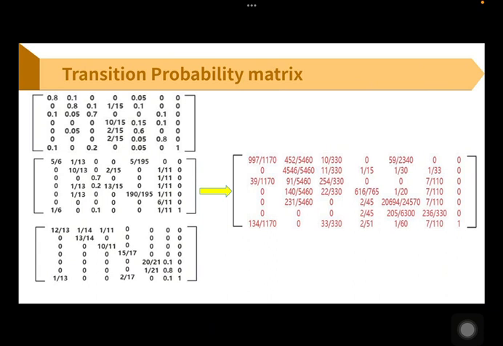So we will have 3 different transition probability matrices, and according to these 3 different matrices, we will calculate the average transition probability matrix, because the data from 3 different years is more accurate than 1 year. So that's why we use the average transition probability matrix in this case study.